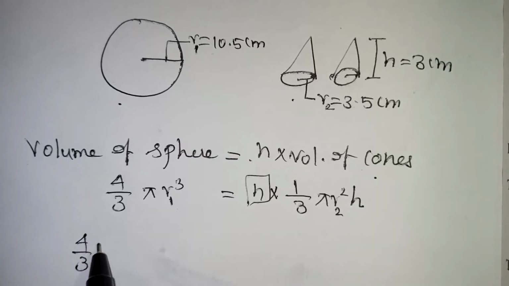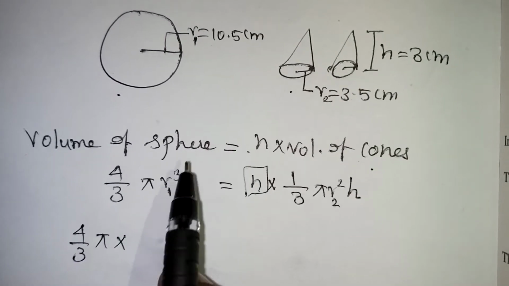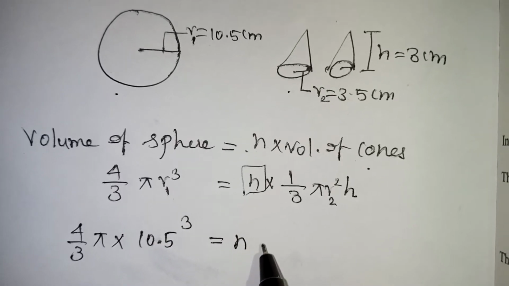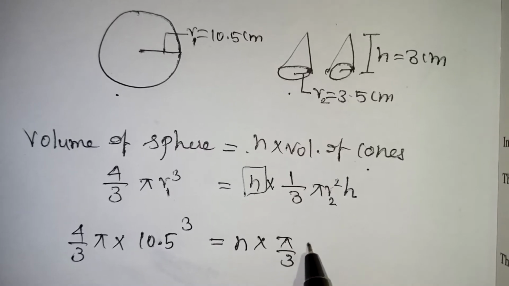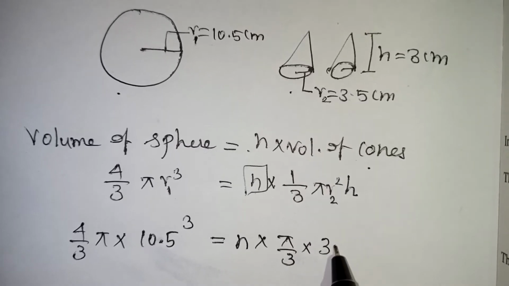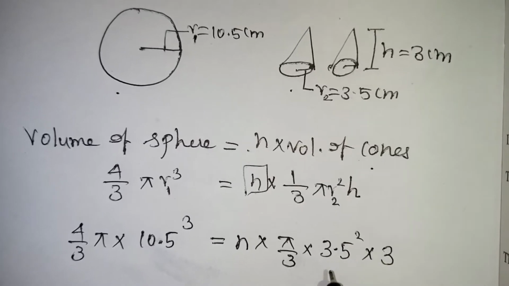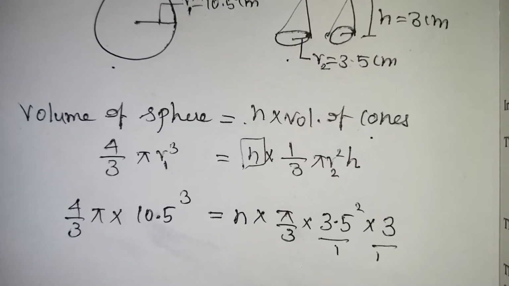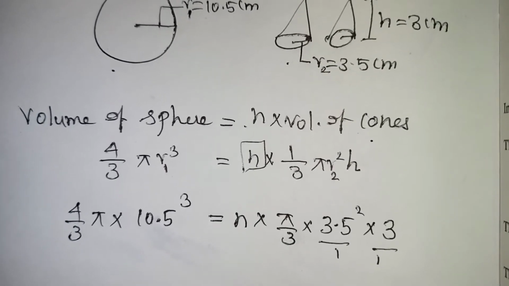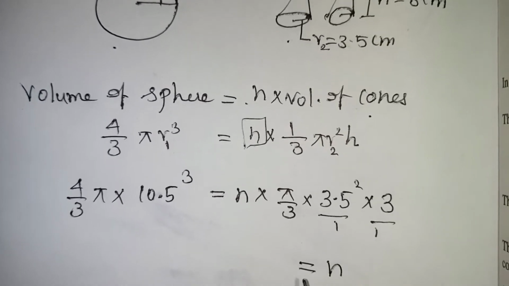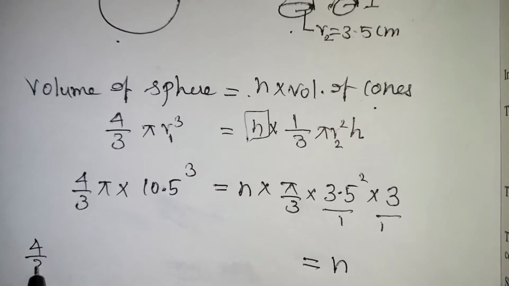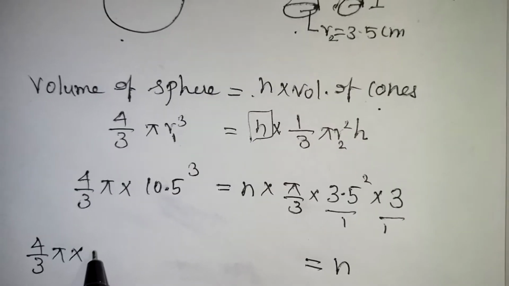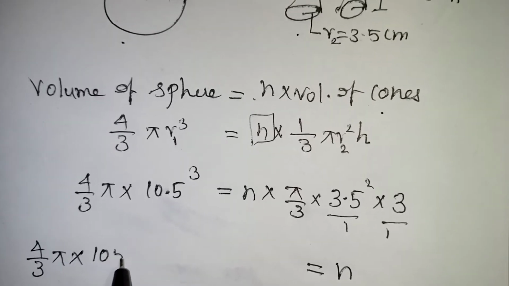So this is 4 by 3 pi into r cube, where r1 is 10.5, so 10.5 the whole cube, which is equal to n multiplied by pi by 3, r squared, where r is 3.5, so 3.5 squared, multiplied by 3. Now all these numbers should be taken with denominator 1. We need to bring all the terms to the same side except n, because we need n only. So n is equal to 4 by 3 pi 10.5 cube, and 10.5 cube means 10.5 written 3 times. We can write 10.5 as 105 by 10.